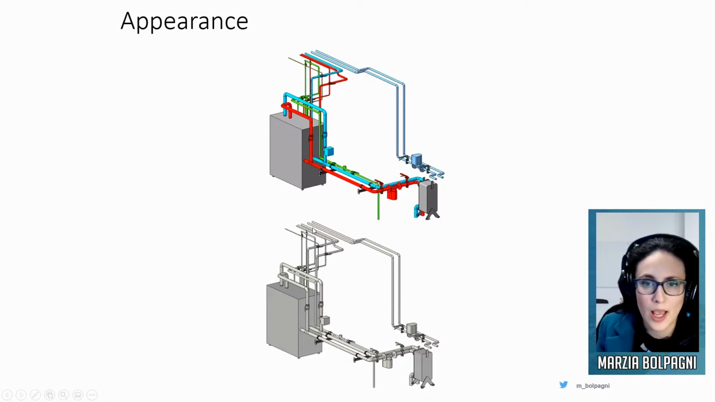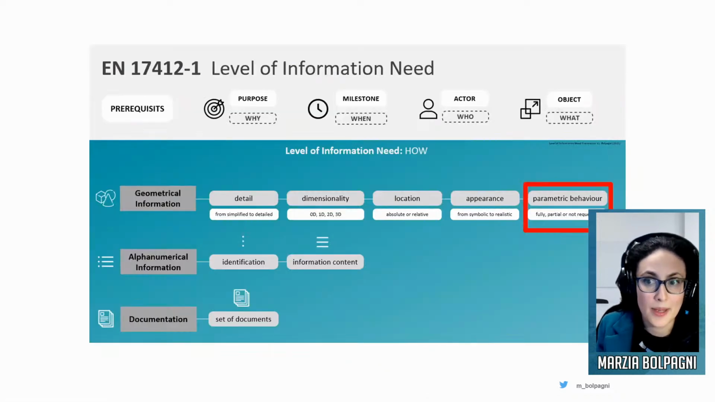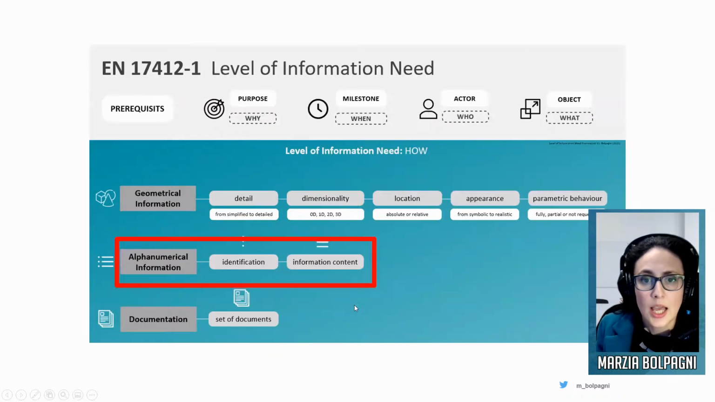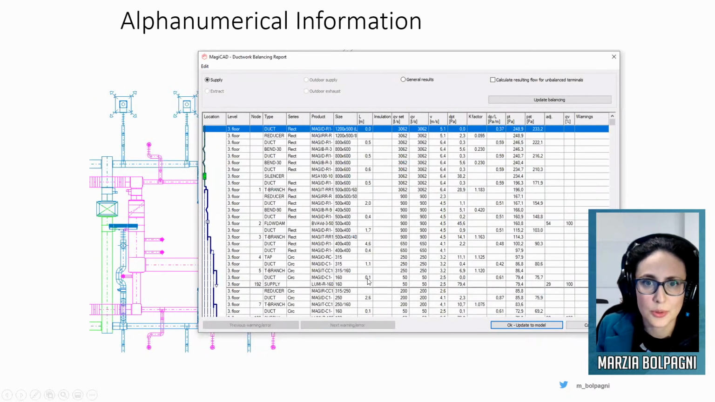I think that you know this very well, but it's important that you, when modeling, know which is actually the appearance that you want to have. And the parametric behavior: of course, you want to know if the geometry can be modified later on, if it's still a parametric object. Alphanumerical information, I think that you know this very well. So it's really the list of the different attributes that you have.